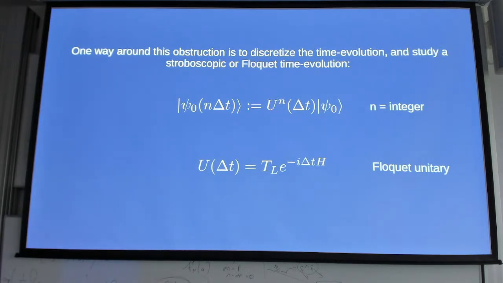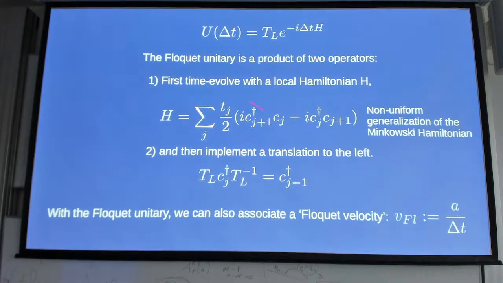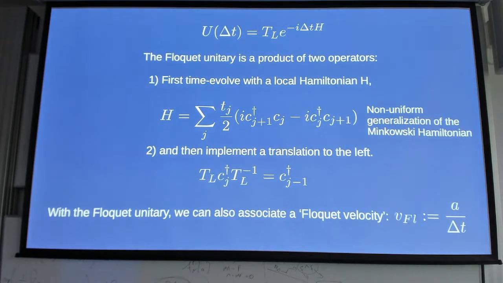This unitary here is called the Floquet unitary. It's a product of two operators. The first is just simple conventional time evolution with a local Hamiltonian. This is the local Hamiltonian. It's almost the same as my Minkowski Hamiltonian, only now the hopping strengths are spatially dependent. And then the second unitary is just translating to the left. So an operator at site j gets translated to an operator at site j minus 1.